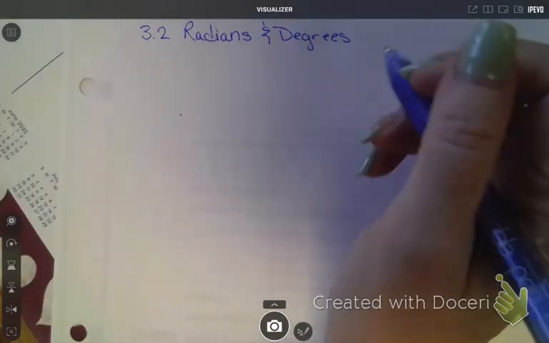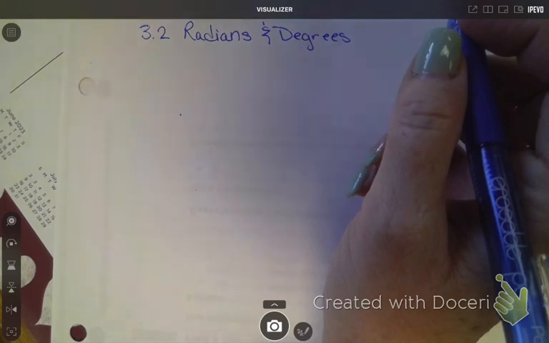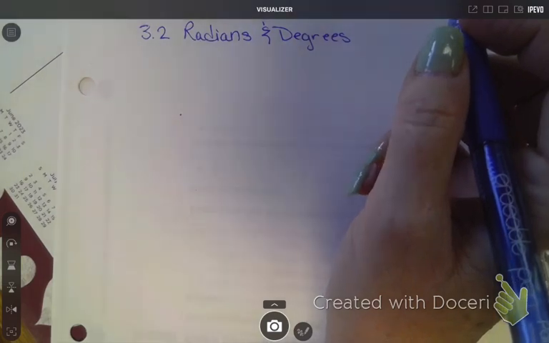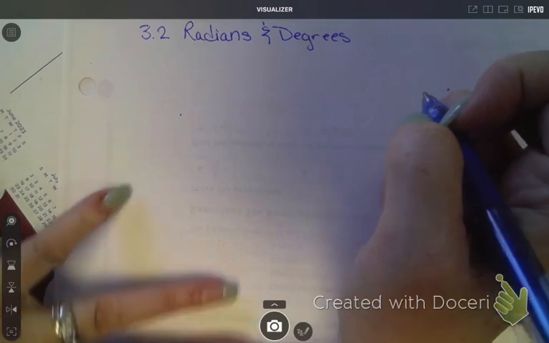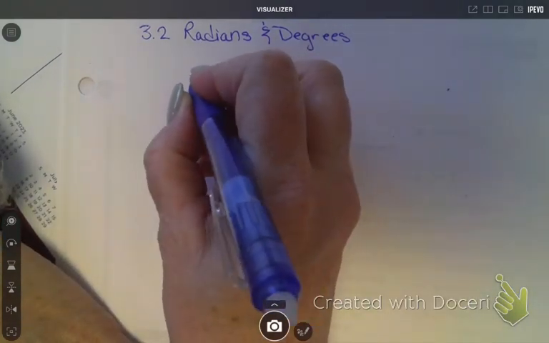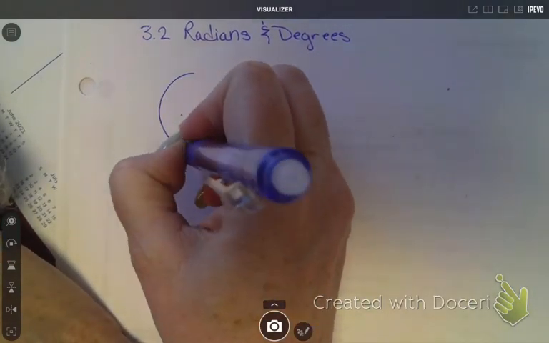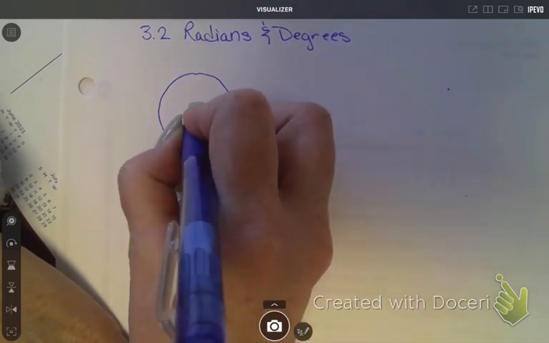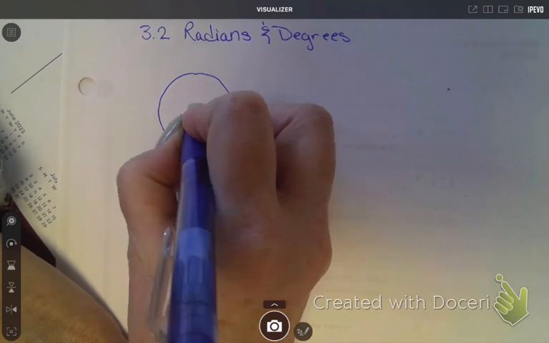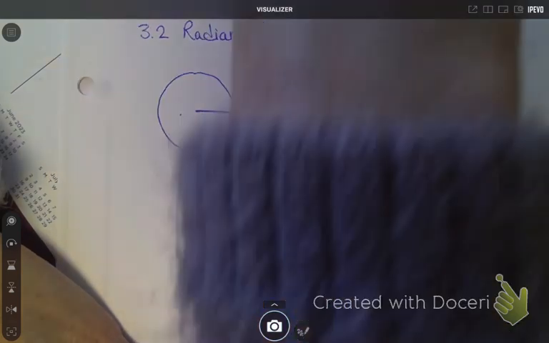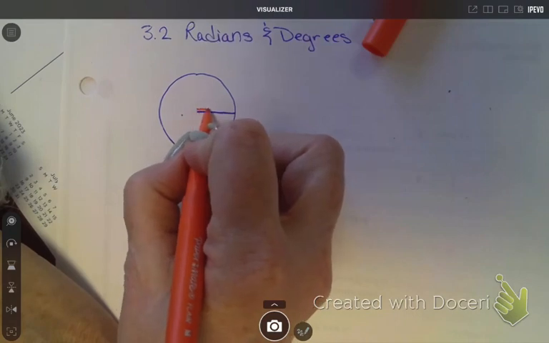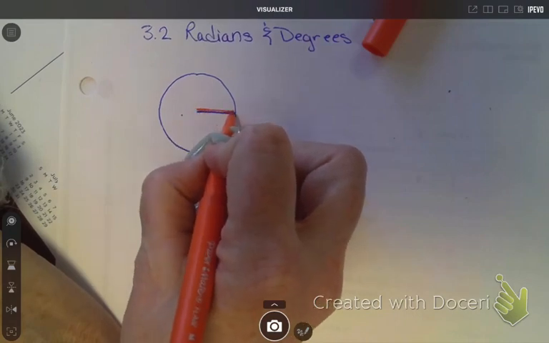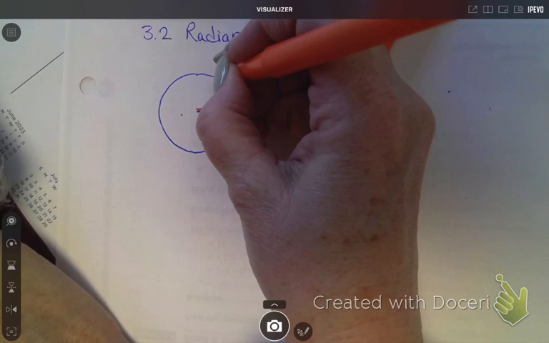We're going to start 3-2, radians and degrees. So we are going to convert angles from radians to degrees. First of all, we need to talk about what a radian is. A radian is actually the radius of the circle measured out on the circumference of the circle.